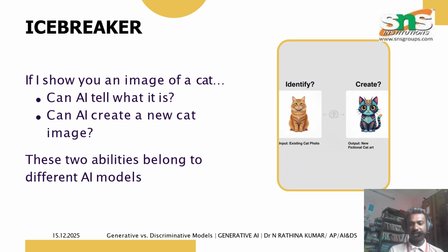See the image shown on the right side. First, we have shown a cat image. In the first one, we can identify whether it is a cat or something else. With the help of some models, we can easily identify that this belongs to the cat category. The second one, based on that, we have created something new. So how is it possible? If we understand these two things, we can easily understand the difference between discriminative models and generative AI models.